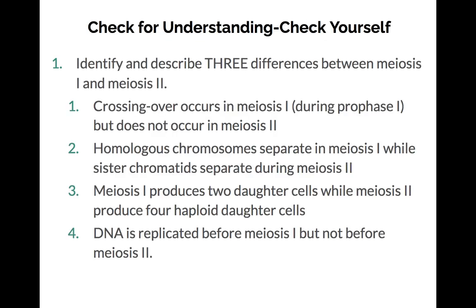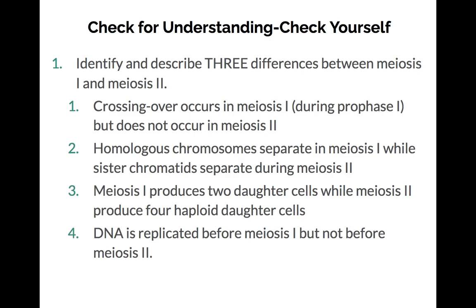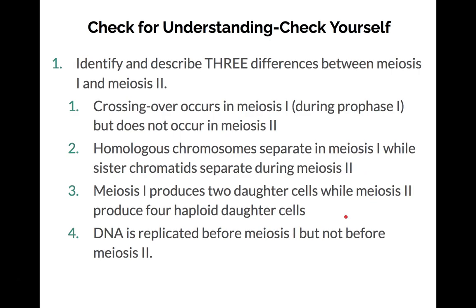Okay, so 3 differences between meiosis I and meiosis II. You could have written more. Here we wrote 4, and yours can be phrased a little bit differently. For number 1, remember crossing over occurs in meiosis I during prophase I, but it did not occur in meiosis II. Number 2, it was the homologous chromosomes that separated in meiosis I, whereas in meiosis II, it was the sister chromatids that separated. And remember, these started to be pulled apart during anaphase. Number 3, what happens at the end? Meiosis I produced 2 daughter cells, while meiosis II produces 4 haploid daughter cells. And number 4, DNA is replicated before meiosis I, but it was not replicated before meiosis II.